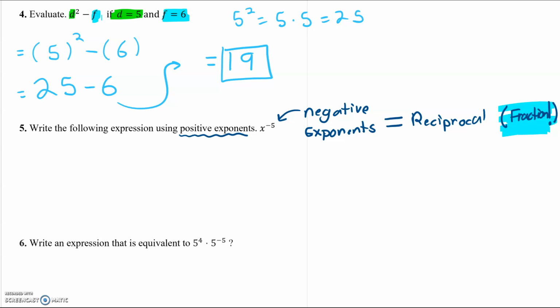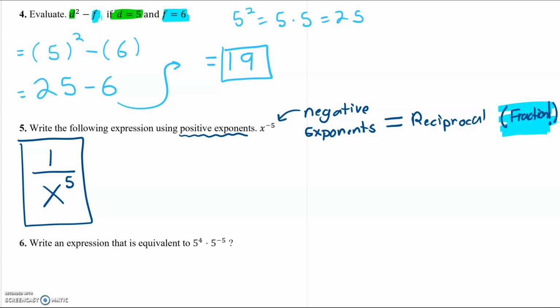So we are going to rewrite this as 1 over x to the 5th power. Since we don't have any values, we can't evaluate this any further. So this would be our final answer. And it's written using a positive exponent like they told us.